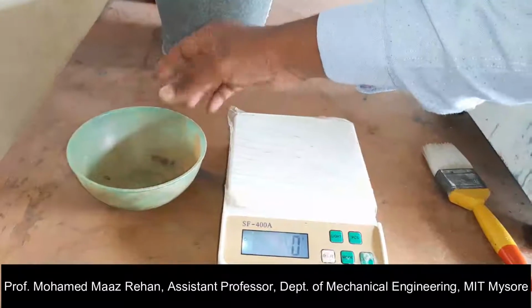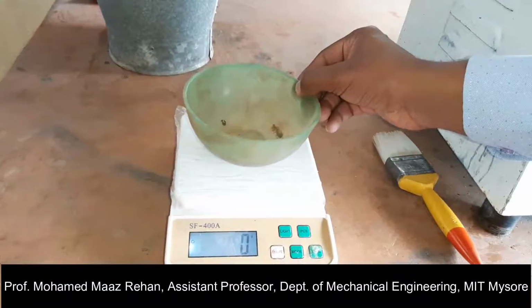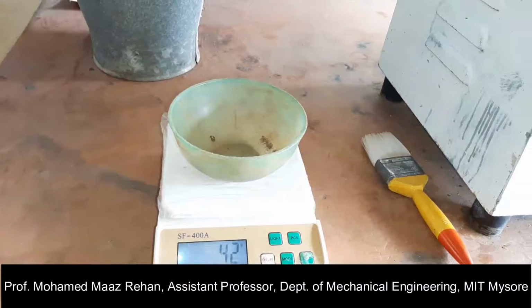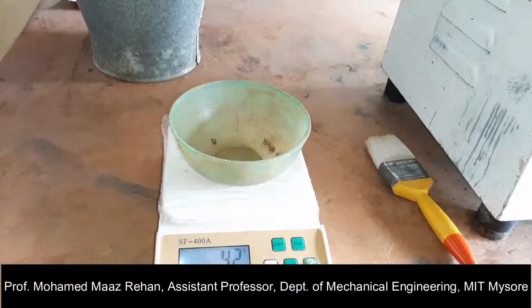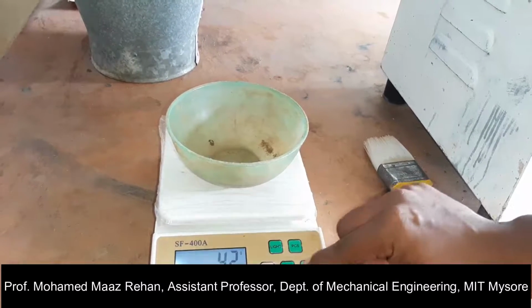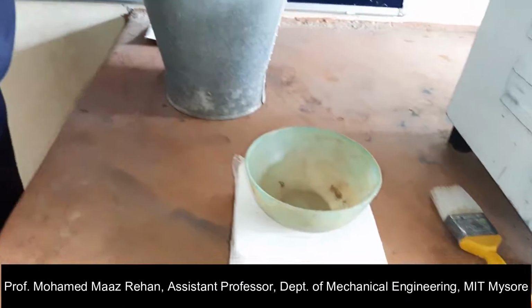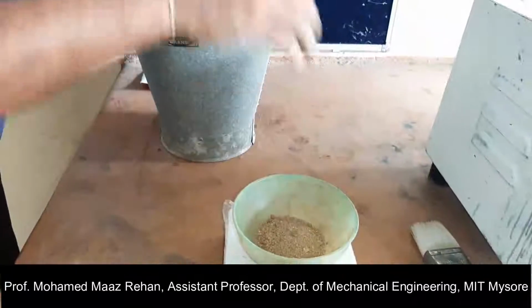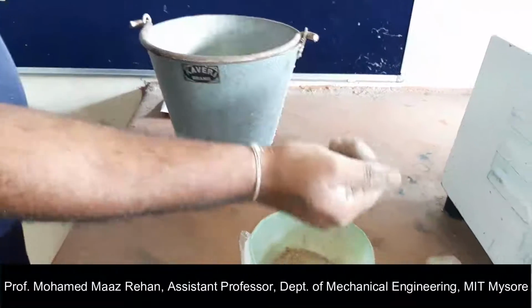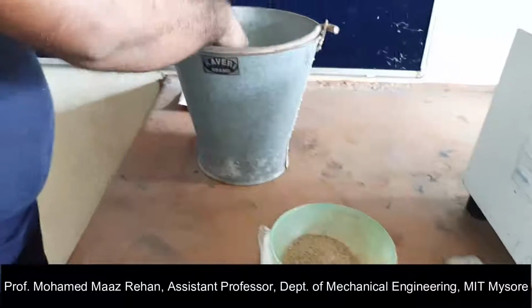Now what we have to do is place the bowl on the physical balance. The reading shows 42, and we need to set it to 0. Now we have to weigh 150 grams of silica sand. This sand is without ingredients.